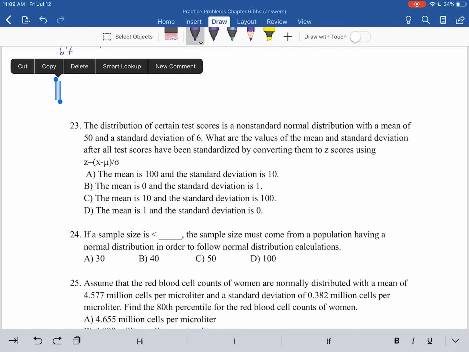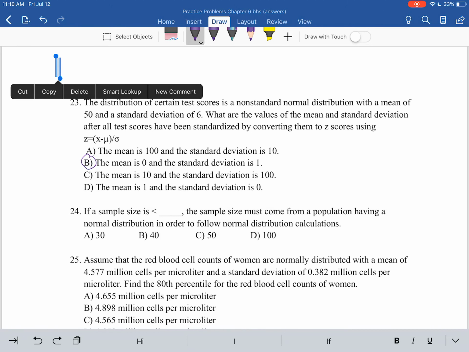Number 23. After reading it all and going through, you can pretty much break this one down to be the mean is 0 and the standard deviation is 1, where the values of the mean and standard deviation of all test scores are standardized compared to z-score. When we're converting all of them, the mean is always 0, and the standard deviation is always going to be 1 when it's converted, or using the standard normal distribution.